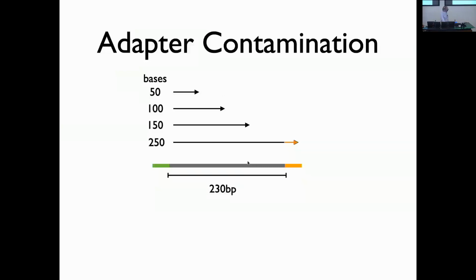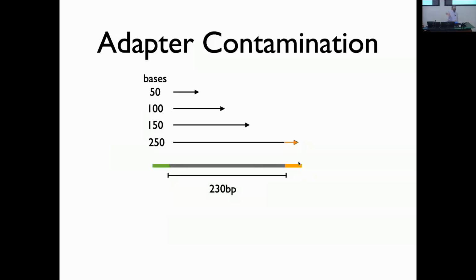But let's say we have a fragment here, whether it's amplicon or shotgun, where the insert, the biological sequence that we care about, is 230 base pairs, right? That's just a random number. If we do 50 base pair sequencing, we're going to sequence about this much of it. With 100 base pair reads, we get about this much sequenced. 150, it's going to be about this much. 250, it's going to be here. Now, 250 is bigger than 230. We're starting sequencing here, and so it means we're going to sequence 20 base pairs of the adapter.